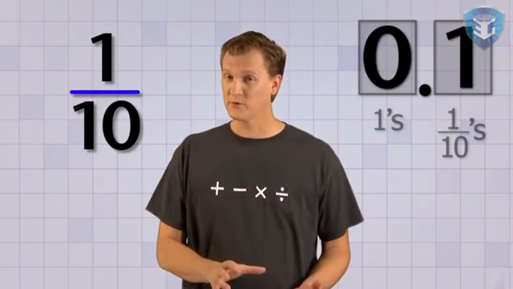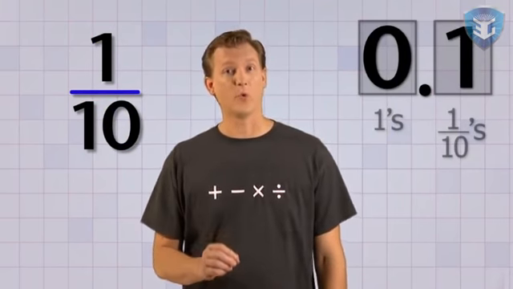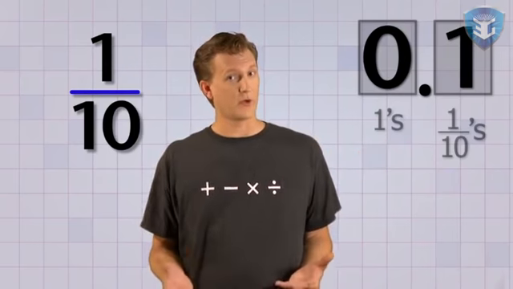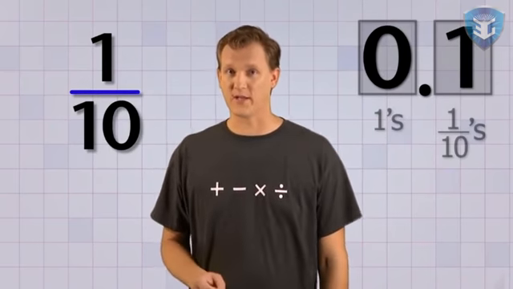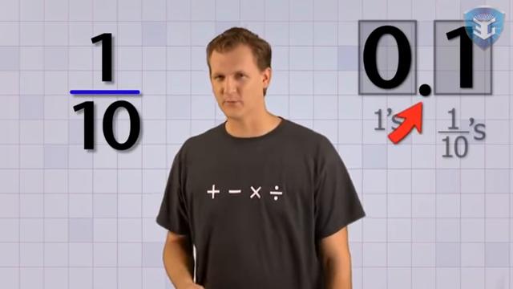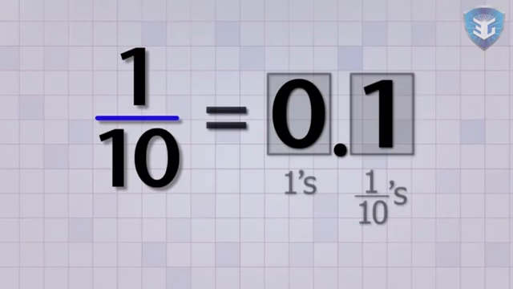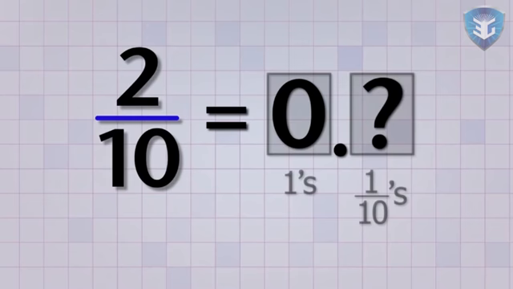Now when you write decimal numbers, it's important that you always include the ones place. Since we don't have any ones, we just put a 0 in that spot. The 0 makes the decimal point easier to see. Alright, so that's 1/10. But what if we have 2 over 10 instead? All we have to do is change the digit in the tenths place to a 2. So 2 over 10 equals 0.2.